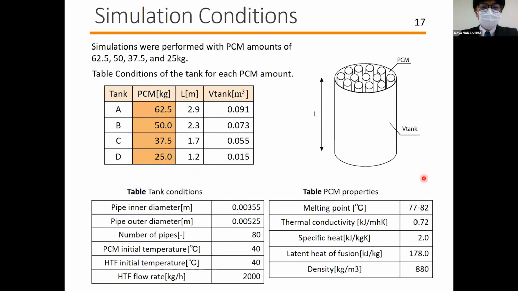To examine the effectiveness of a heat storage tank, we use a heat storage simulation system to study the effect of the amount of PCM on the same schedule. The PCM amount is set to 4 conditions shown in the upper table, and the tank conditions are set as shown in the lower left table. In this simulation, we choose a PCM that undergoes a phase change in the intermediate temperature range, since the temperature range of the target process is 50 to 130 Celsius.